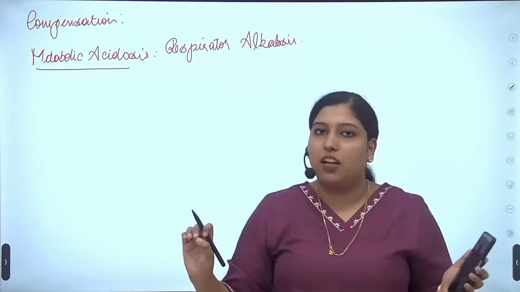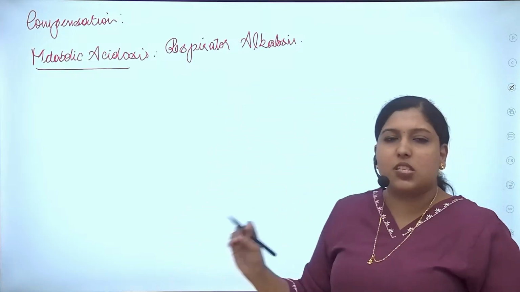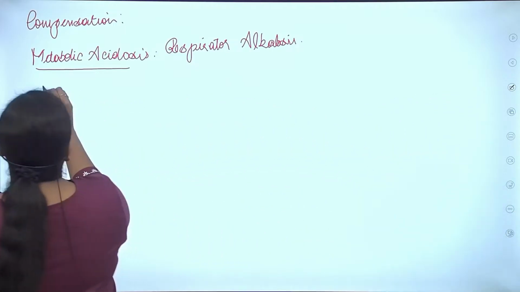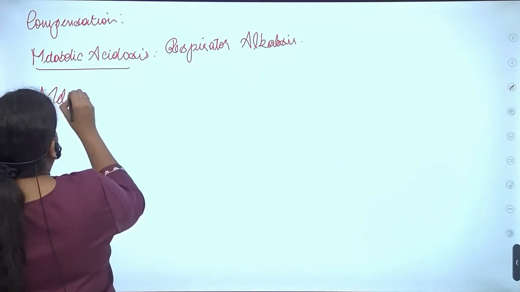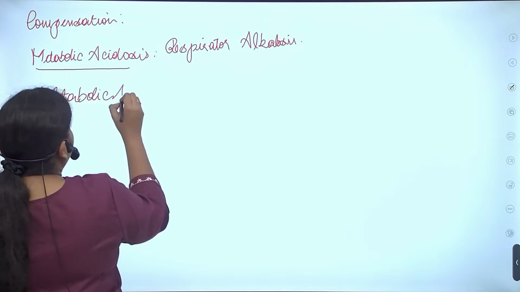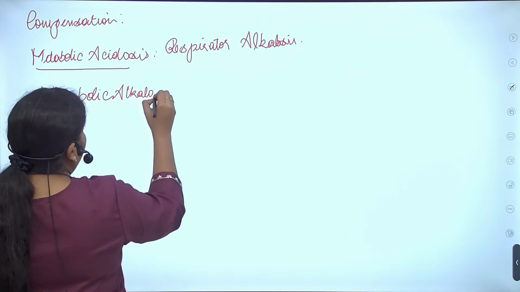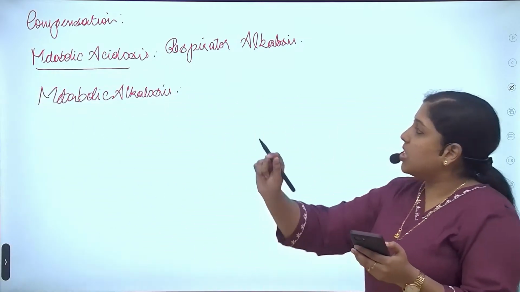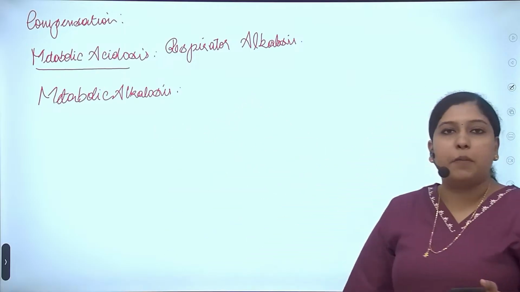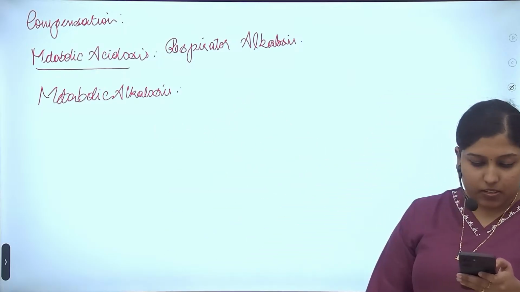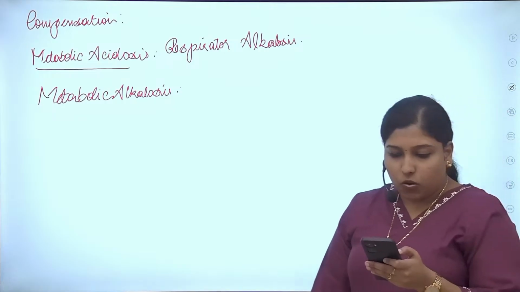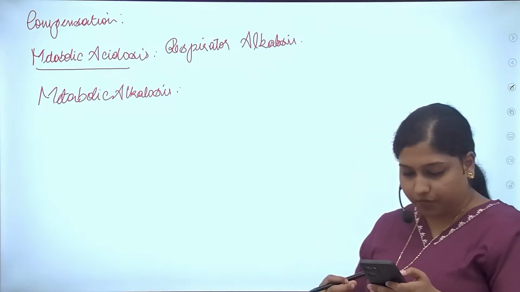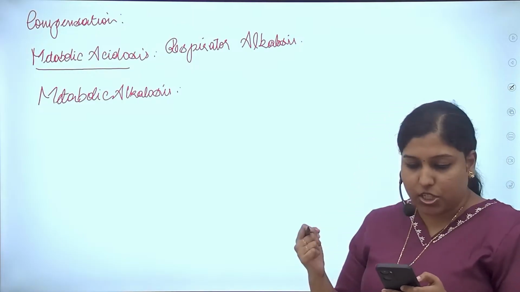It is very simple. Whenever you see metabolic acidosis, what is the expected compensatory mechanism? It is respiratory alkalosis. And whenever it is metabolic alkalosis, what is the expected compensatory mechanism? Now tell me in the comment box. What is the expected mechanism which is happening in metabolic alkalosis? I'm waiting for your answers.